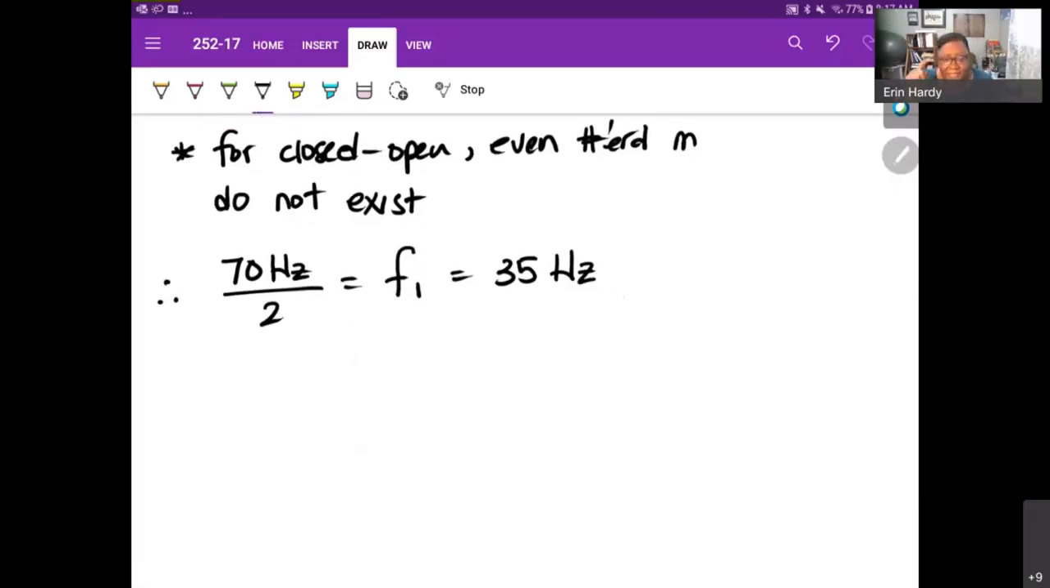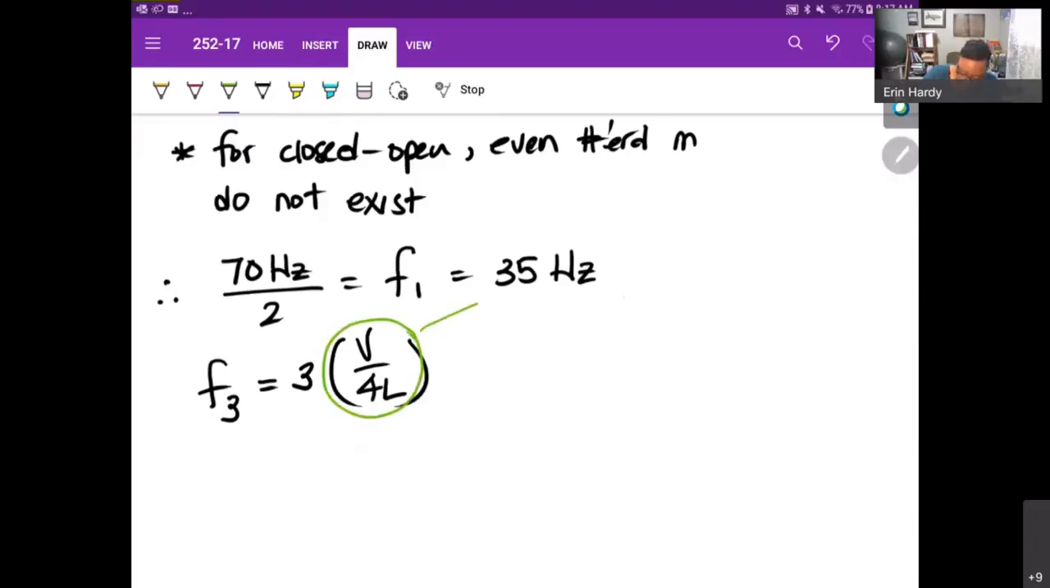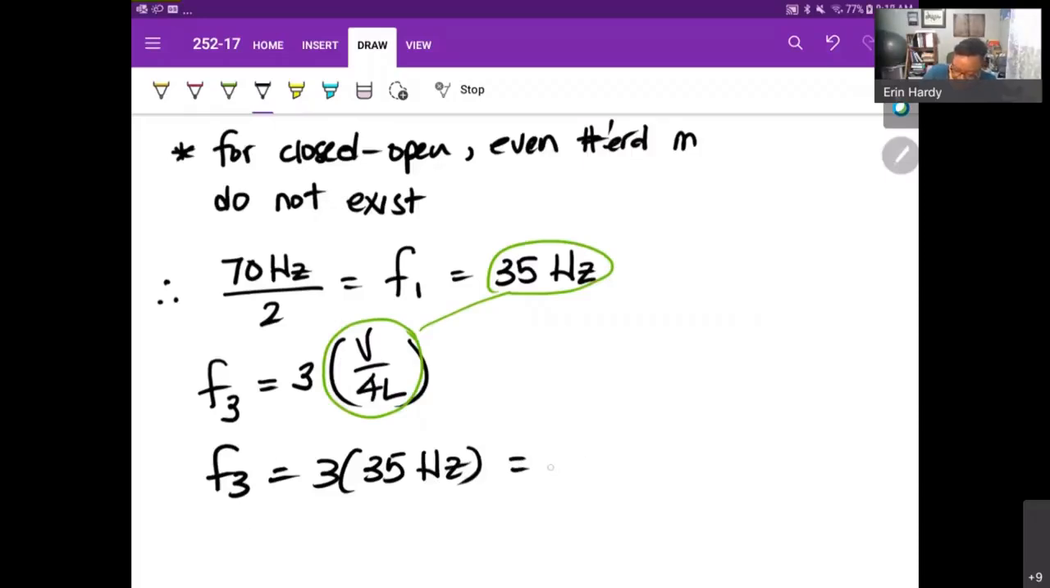So we are concerned with the m equals 3 standing wave. F3 is going to be 3 times v over 4L, where we just determined that v over 4L is 35 hertz. F3 is 3 times 35 hertz. That's going to give us 105. So 105 hertz for F3.